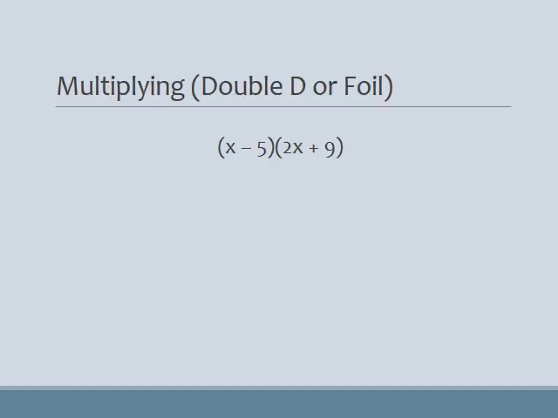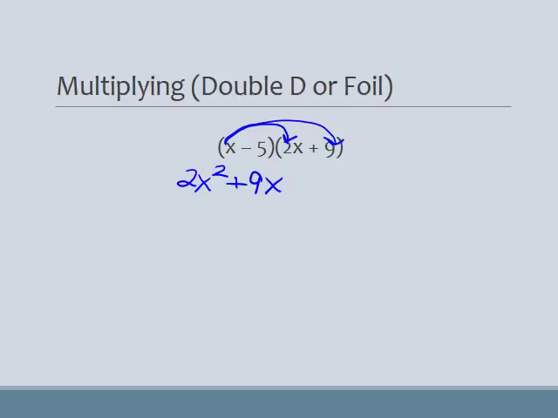In this case, notice that we're multiplying a binomial by a binomial. So what we're going to do is distribute the first term of the first to the second, and then distribute the second term of the first to everything in the second. So this will be x times 2x, which will give me 2x squared. X times 9 is plus 9x.